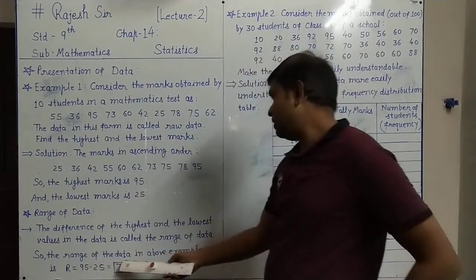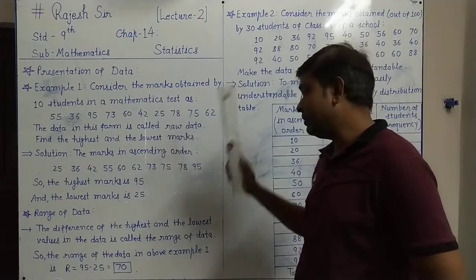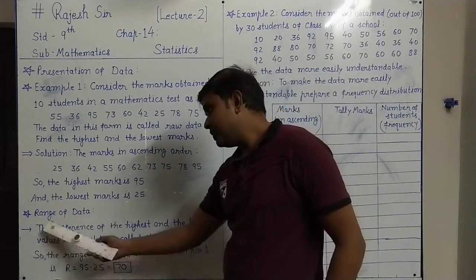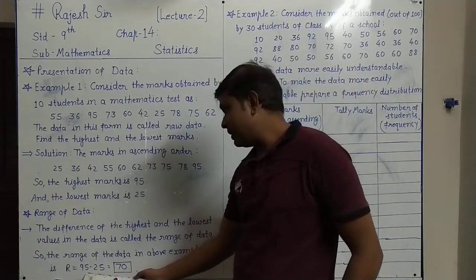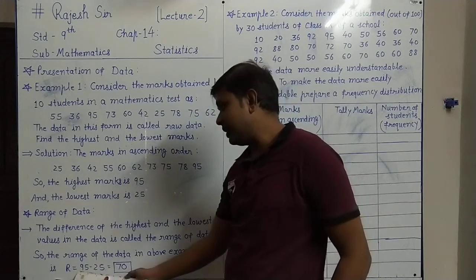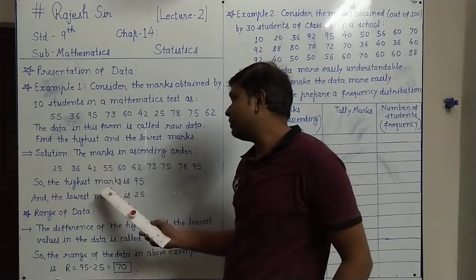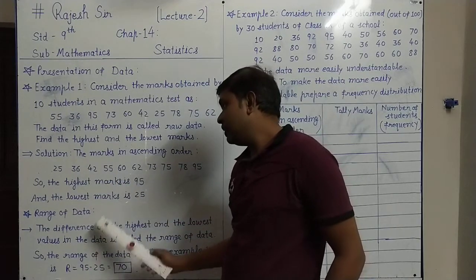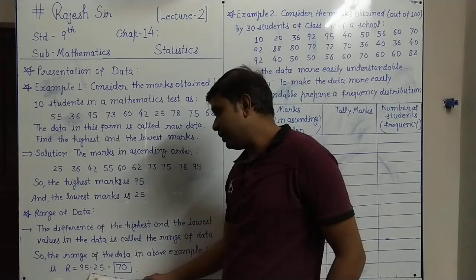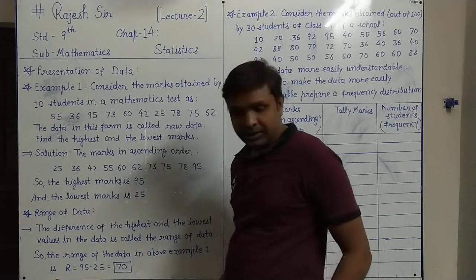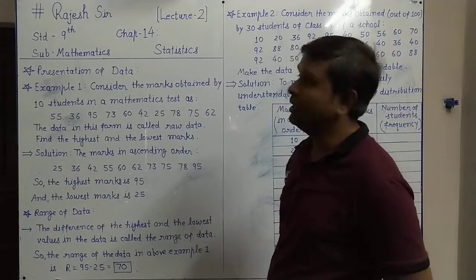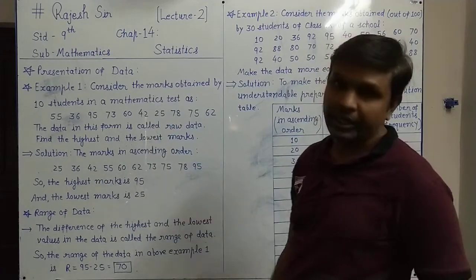So the range of the data in example 1 is denoted by capital R, which equals the highest value minus the lowest value. In example 1, the highest value is 95 and the lowest value is 25. So 95 minus 25 is 70. This 70 is the range of this data.